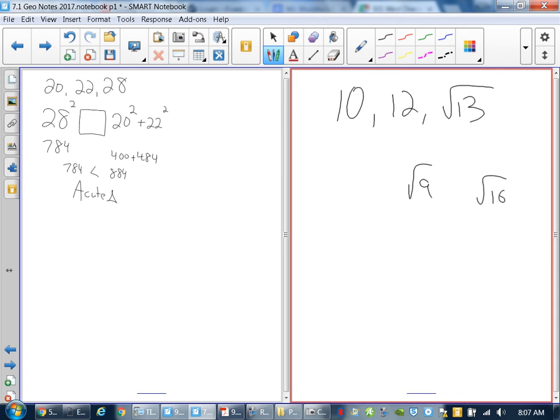So we check it then. 12 squared relationship to 10 squared plus the square root of 13 squared. Now, here's a little trick. When you have the square root of junk squared, it's always junk. Doesn't matter what the junk is.